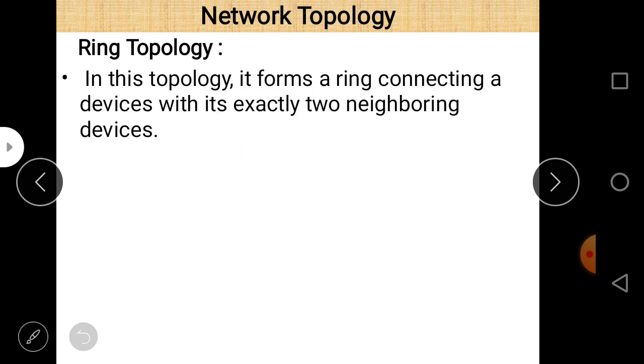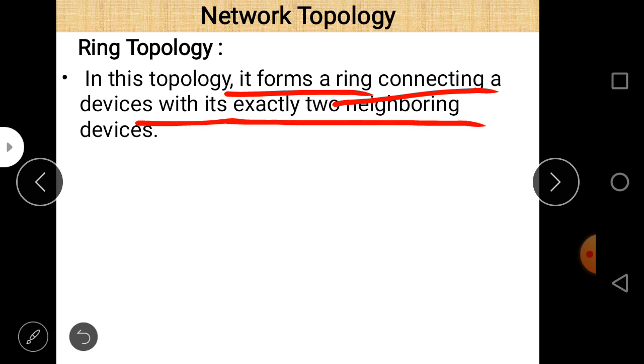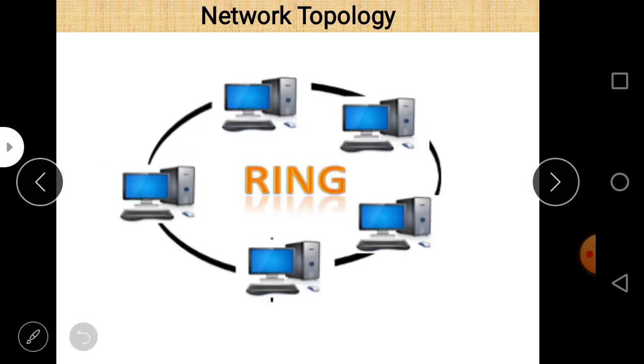So this is the definition of ring topology. In this topology, it forms a ring connecting a device with exactly 2 neighboring devices. These are the 2 neighboring devices. They may be a computer or a network device here. So this is a diagram of the ring topology.